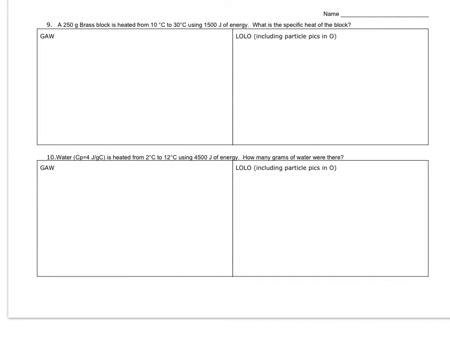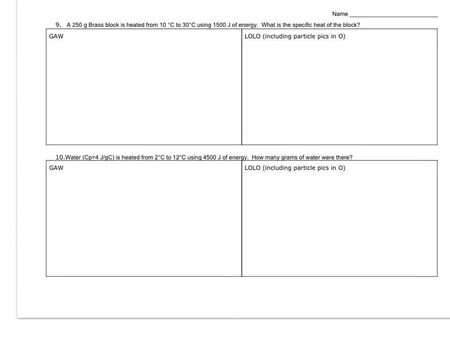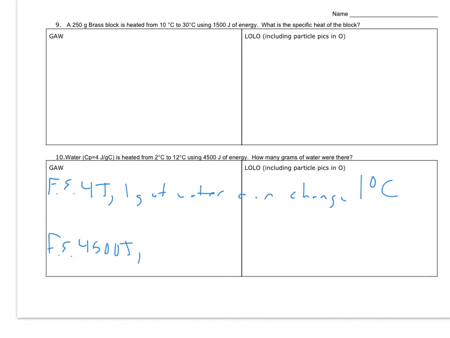Okay, and then number 10 says water is heated from 2 to 12 using 45,000 joules of energy. So they tell us for every 4 joules, 1 gram of water can change 1 degree Celsius. And we want to know for every 4,500 joules, blank grams of water can change 10 degrees Celsius.